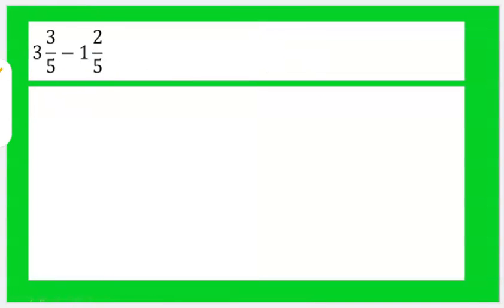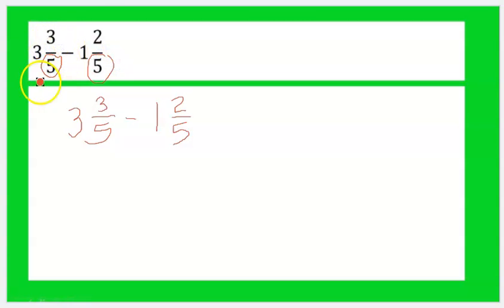Okay, so just like we were doing previously, I want to show you how to solve this one if you did not have the pictures to go by. So I have 3 and 3/5 minus 1 and 2/5. Like I said, the first thing we always do is make sure our denominator is the same number. So in both fractions, my denominator is 5. So I know that I can subtract this fraction without any problem.